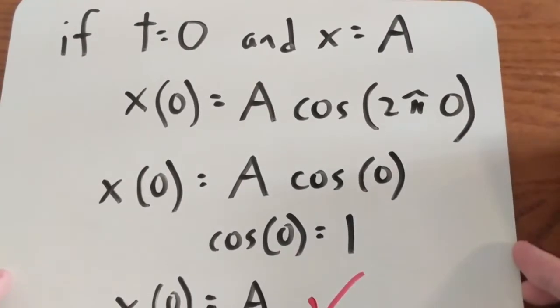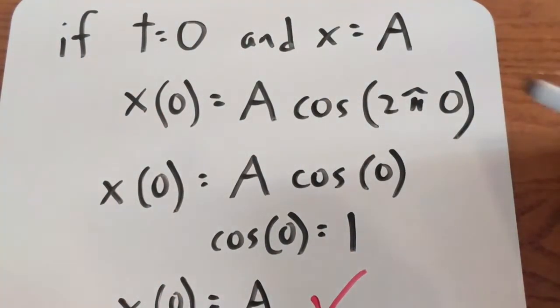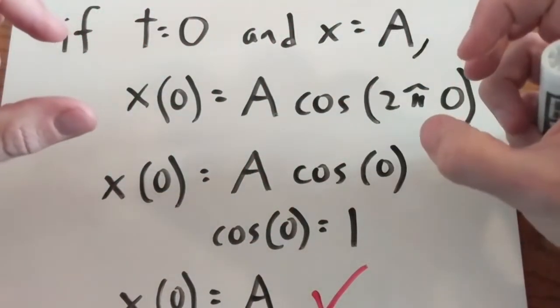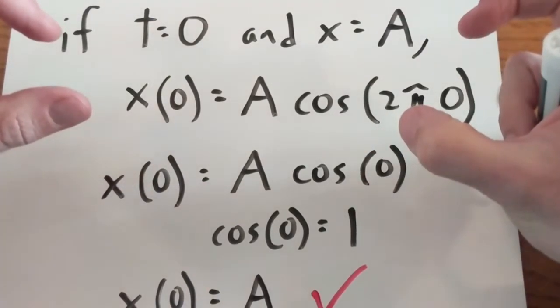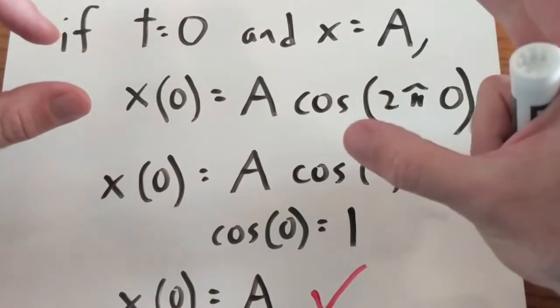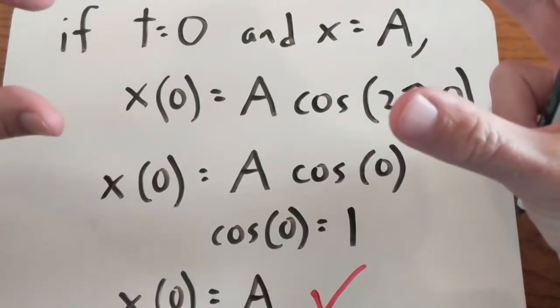All right, so let's look at what I mean by initial conditions. This line here is my initial conditions. It says if t equals 0 and x equals A. What that would look like is if I stretch out the spring and let the mass go at its amplitude, all right? And that's when I start the timer. That's when I say time equals 0. That's when it starts. If I let it go from there, what would that look like?